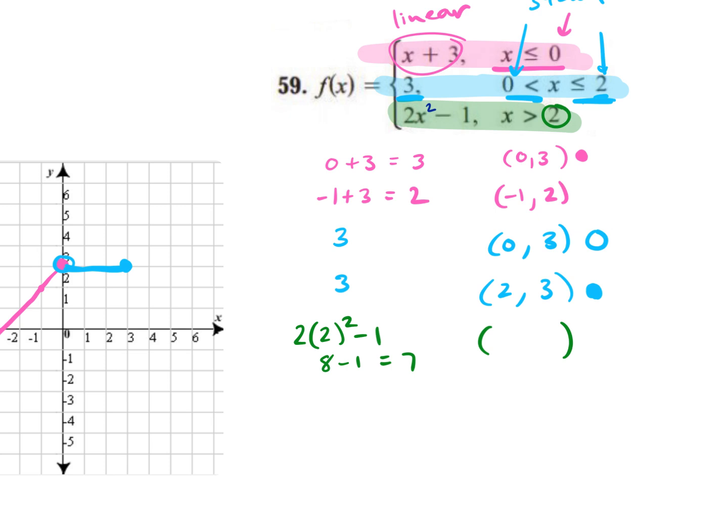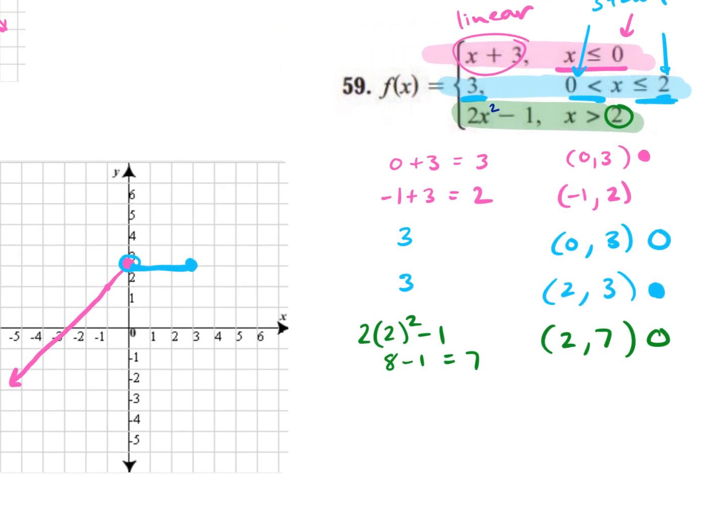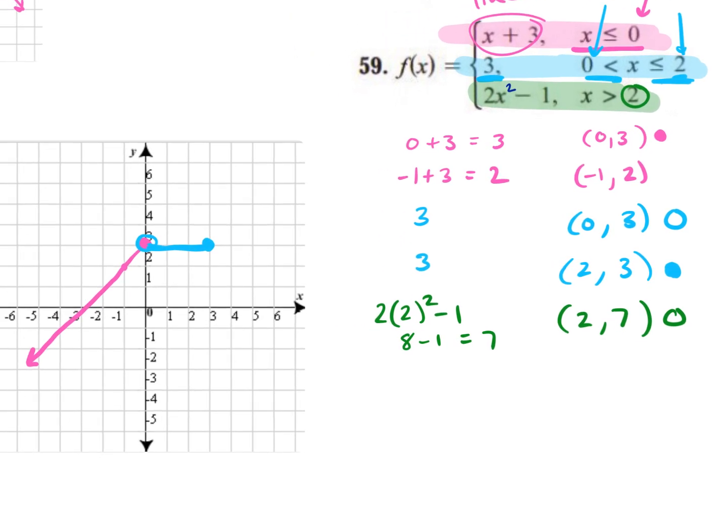What did we plug in here? 2. And what did we get? 7. So our point's going to be 2 comma 7. Do we have an open or closed circle here? Open. So we're going to go to our graph. Oh, I plotted this one wrong. Went a little too far. There. We're going to put an open circle at 2 comma 7. So I'm going to go to the right 2 and up 7 and put an open circle.